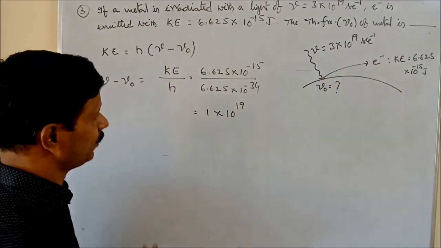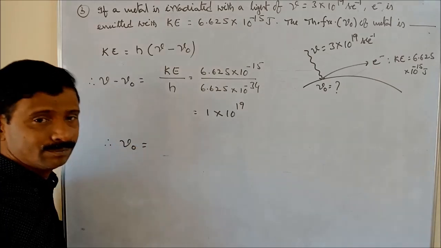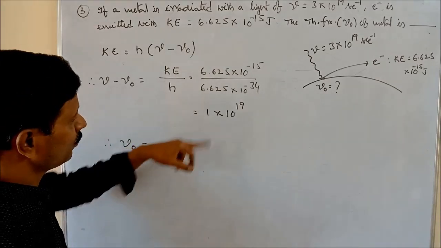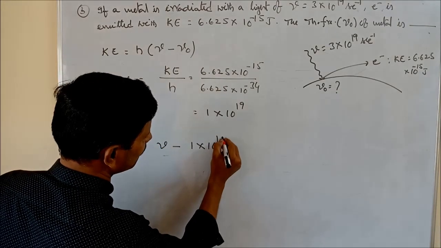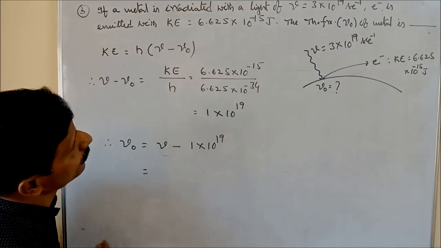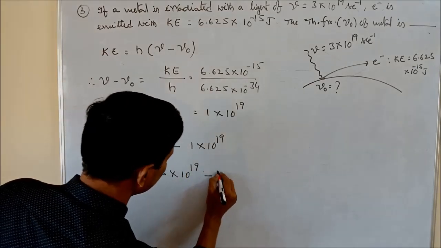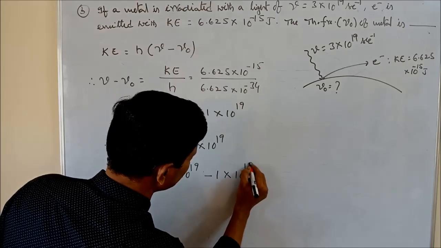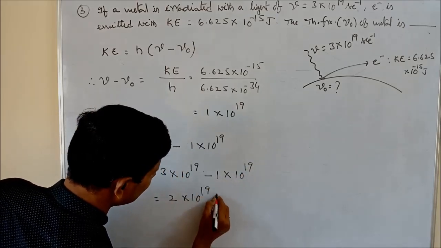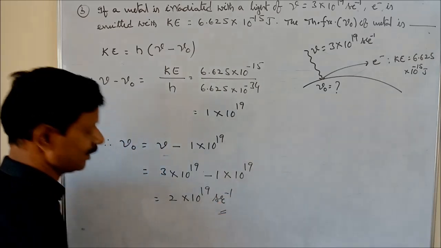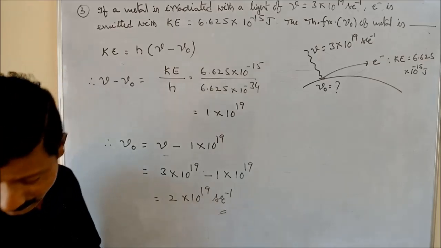But here we require nu0, so nu0 equals nu minus 1 into 10 power 19. Now what is nu? That is 3 into 10 power 19 minus 1 into 10 power 19. That means 2 into 10 power 19 second inverse. So that is the threshold frequency of the given metal.